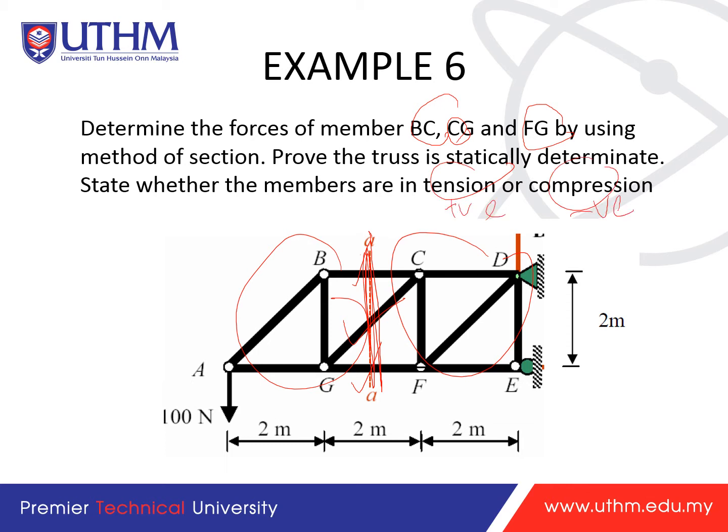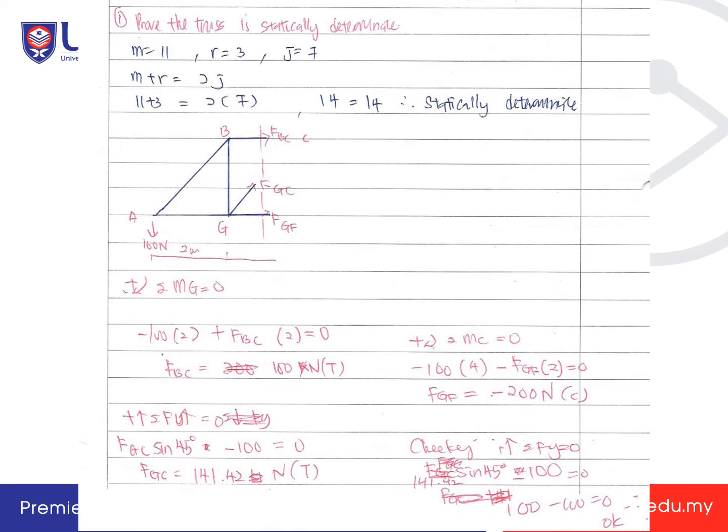This is the same as the previous sections. Let's look at the truss: is it statically determinate or statically indeterminate? We need to calculate. From just now, the number of members is 11, reactions is 3, joints is 7. When you put these into the equation, 14 is equal to 14, which means it is statically determinate.